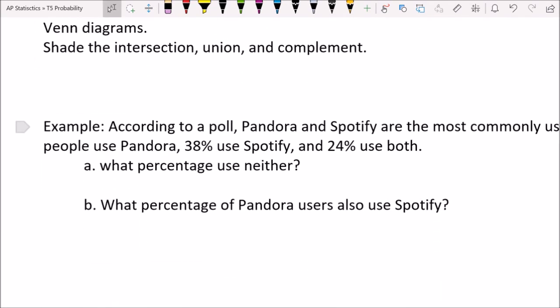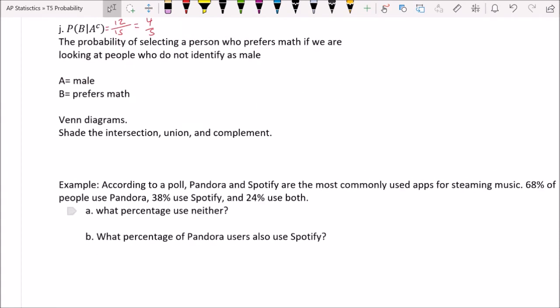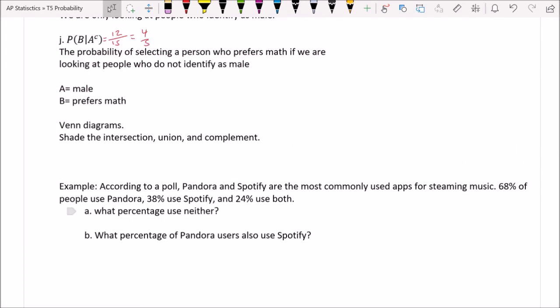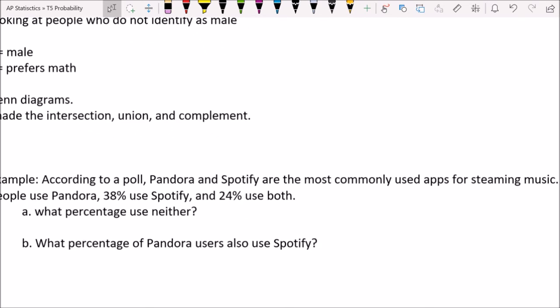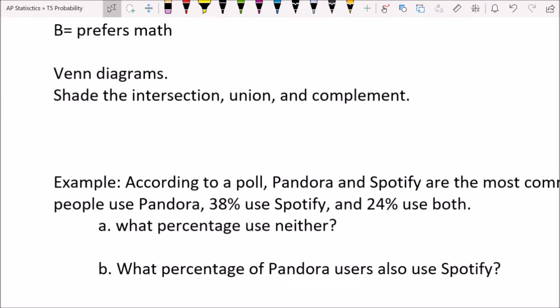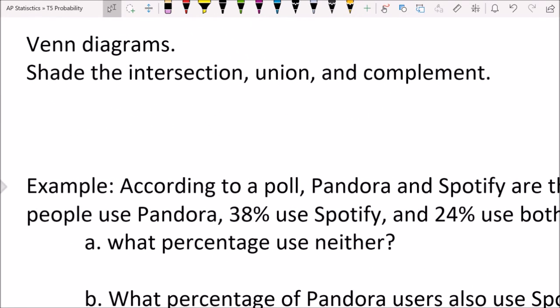Okay, last thing we're going to do today is talk about Venn diagrams. Venn diagrams is something that I think you probably learned about. I'm not sure when you learned about them. I learned about Venn diagrams in elementary school, and we would use them as a way to compare and contrast.